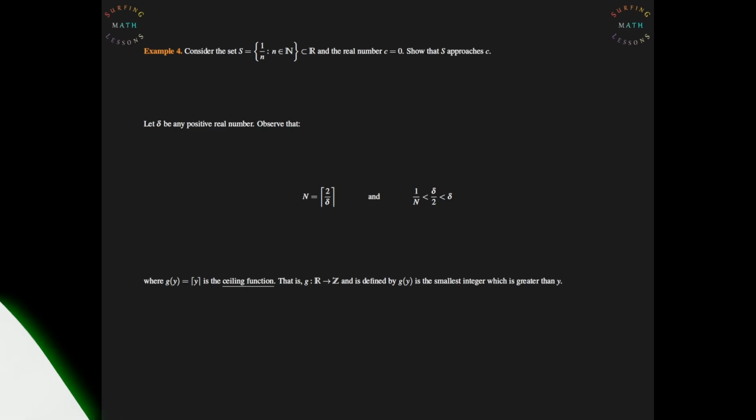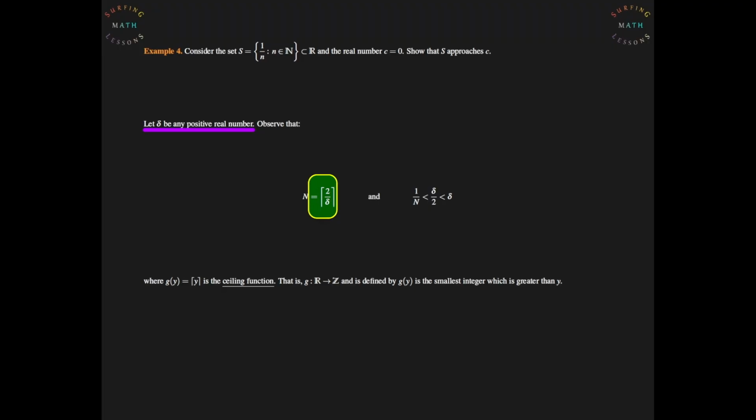We could have worked this example slightly differently by observing that the number n equal to the ceiling of 2 over delta is a natural number, and that 1 over n is smaller than delta over 2, which is smaller than delta in this case. Here, the dependence of n on the delta value is explicitly stated.